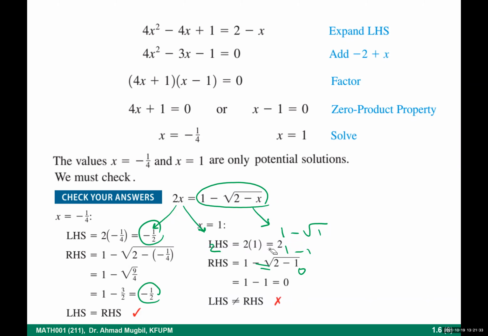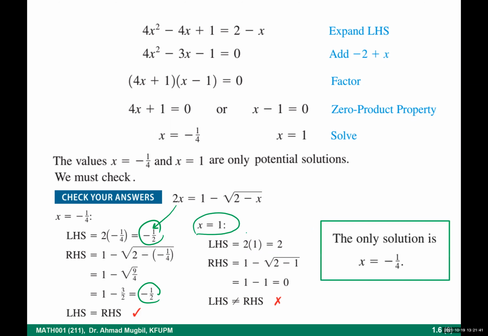And of course, now 1 is rejected. So we have only one solution. This is the extraneous solution that we obtained when we squared both sides. So we have only one solution for this equation.